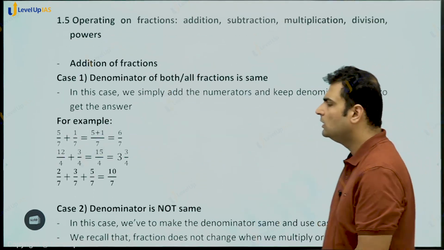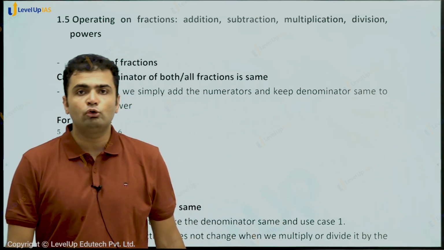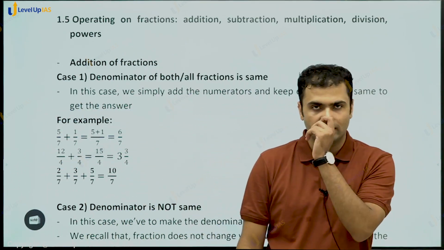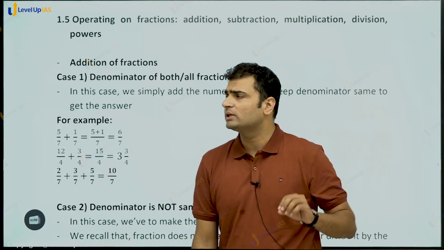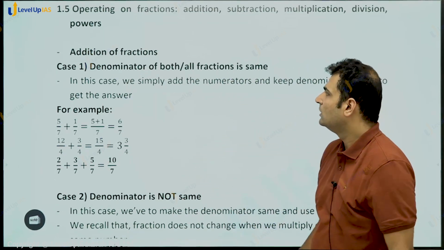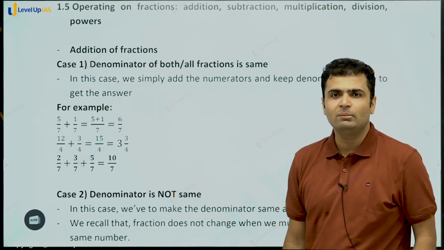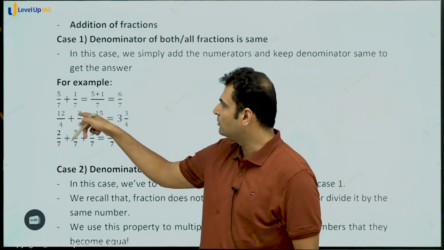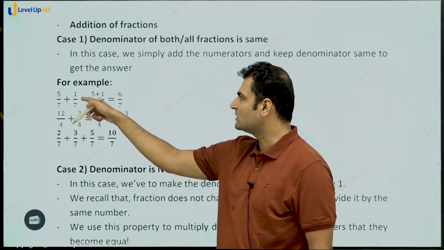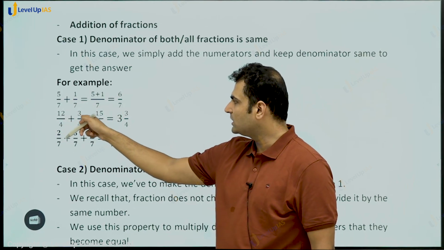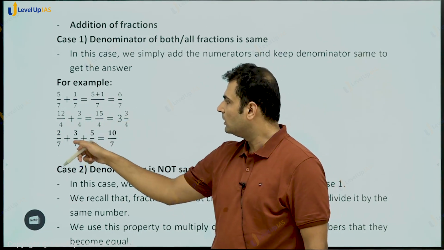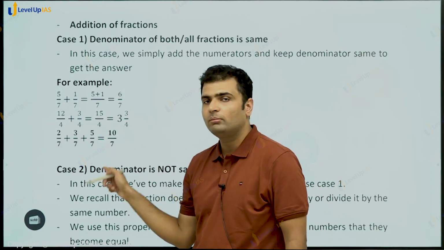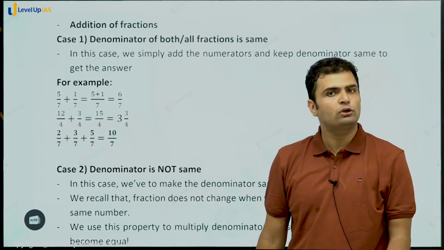अब we want to learn about how to operate with fractions, मतलब addition, subtraction, multiplication, division कैसे करना है. Simple है, I am sure you must have learned this. तो अगर दोनों fractions का denominator same है, then simply add the numerators and keep the denominator as it is. मतलब 5 by 7 plus 1 by 7 is equal to 5 plus 1 is 6, 6 by 7. 12 by 4 plus 3 by 4 is 15 by 4. 2 by 7 plus 3 by 7 plus 5 by 7: 5 plus 3 is 8, plus 2 is 10, 10 by 7. अगर डिनोमिनेटर सेम है तो कोई टेंशन नहीं है.